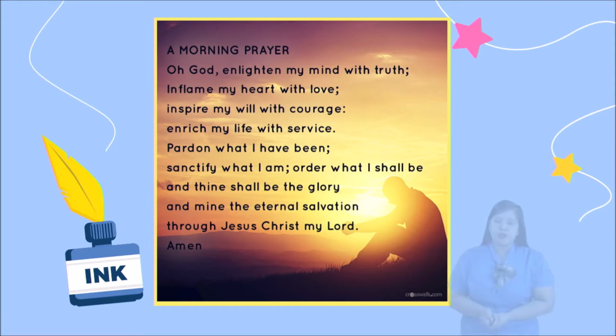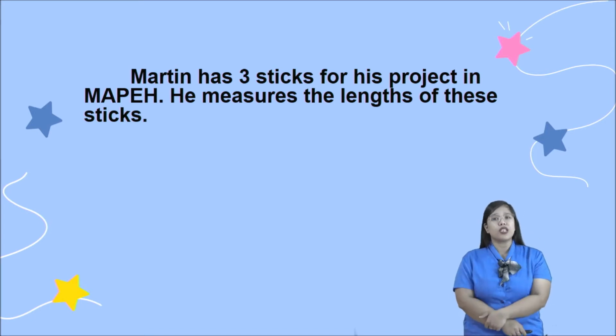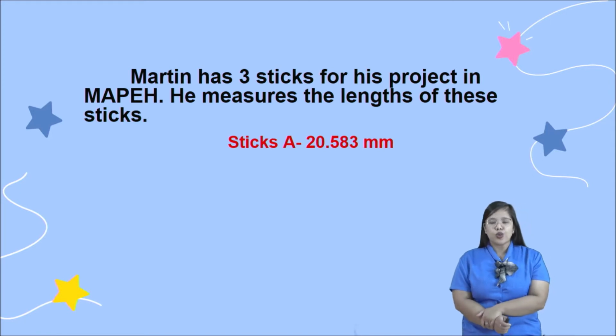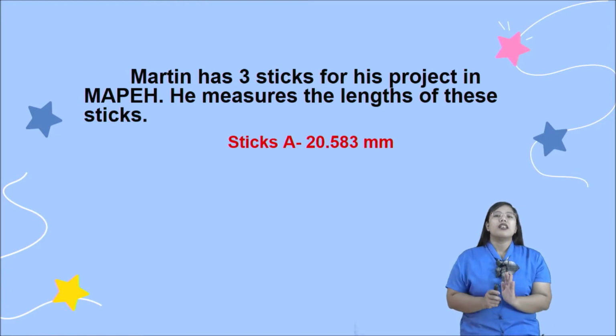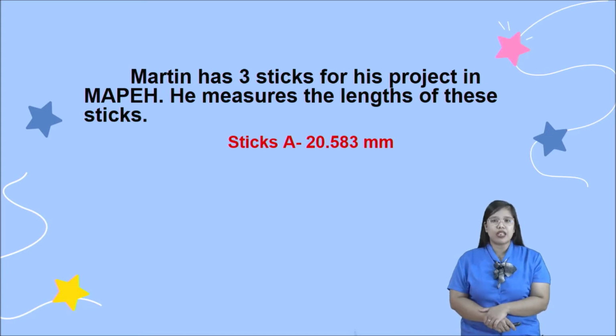Amen. Before we start our lesson for this day, kids, we need to solve this problem first. Martin has 3 sticks for his project in MAPEH. He measures the length of each stick. Stick A measures 20.583 millimeters. Again, stick A measures 20.583 millimeters.